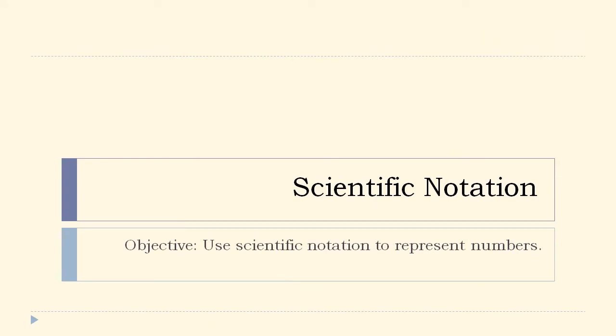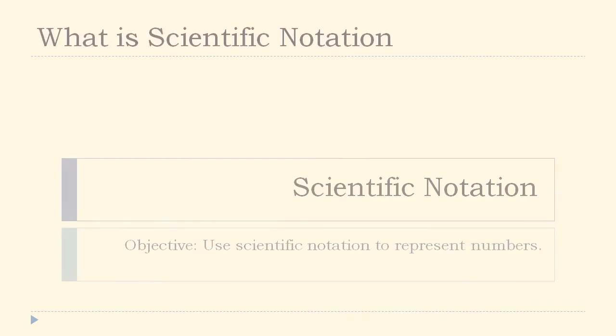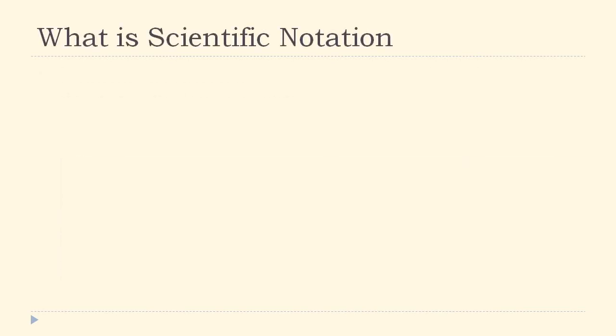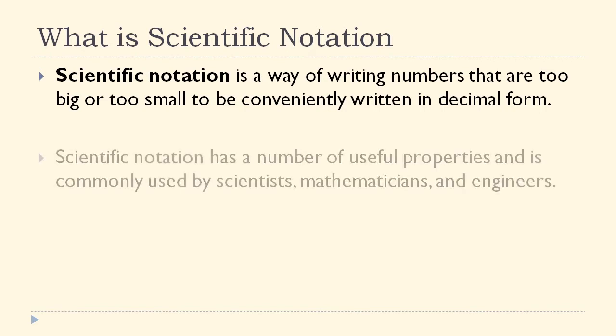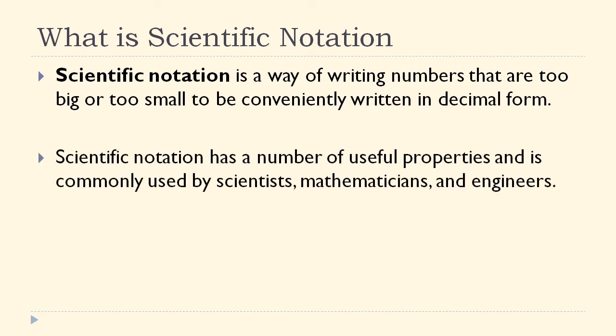Scientific notation. Our objective is to use scientific notation to represent numbers. What is scientific notation? Scientific notation is a way of writing numbers that are too big or too small to be conveniently written in decimal form. Scientific notation has a number of useful properties and is commonly used by scientists, mathematicians, and engineers.